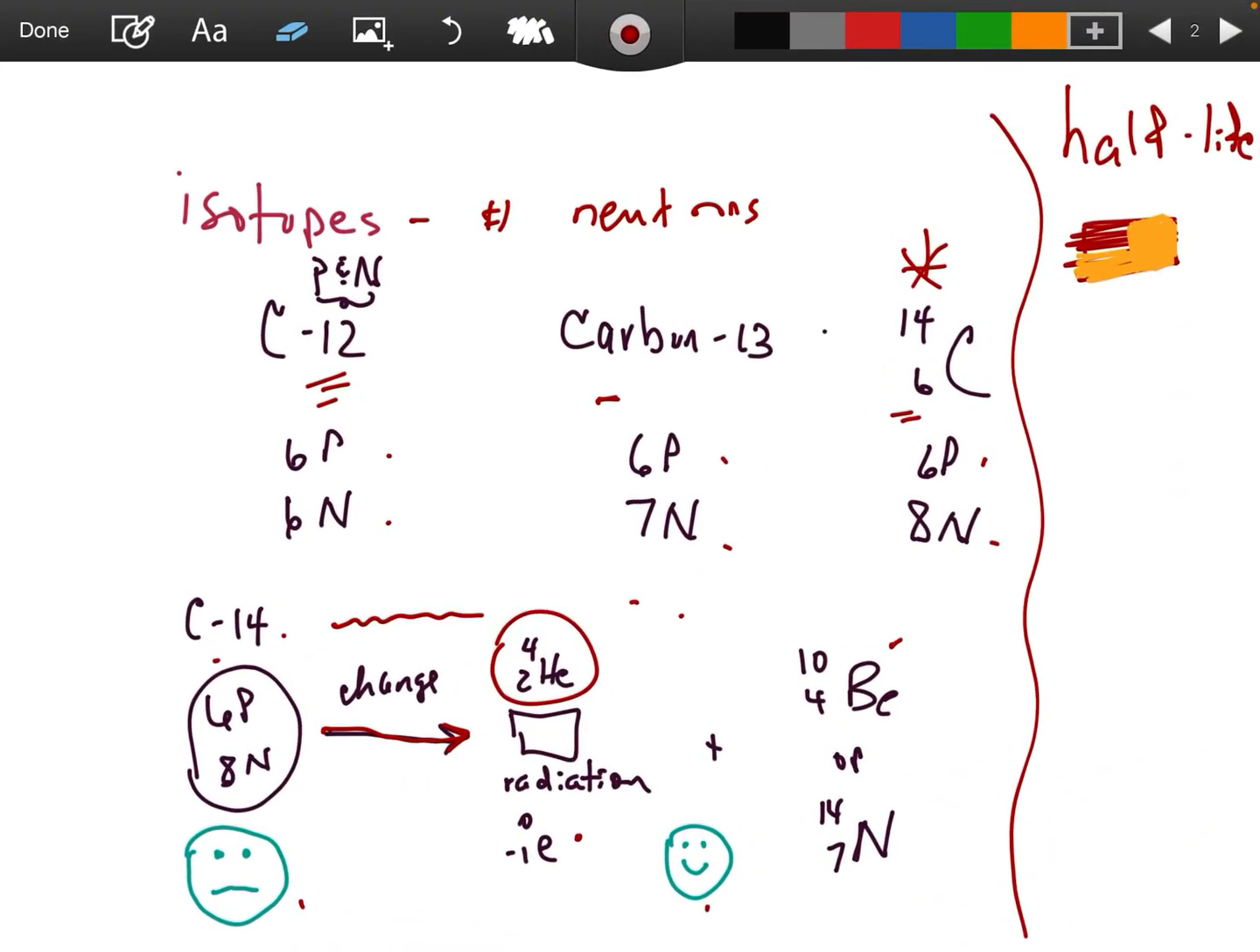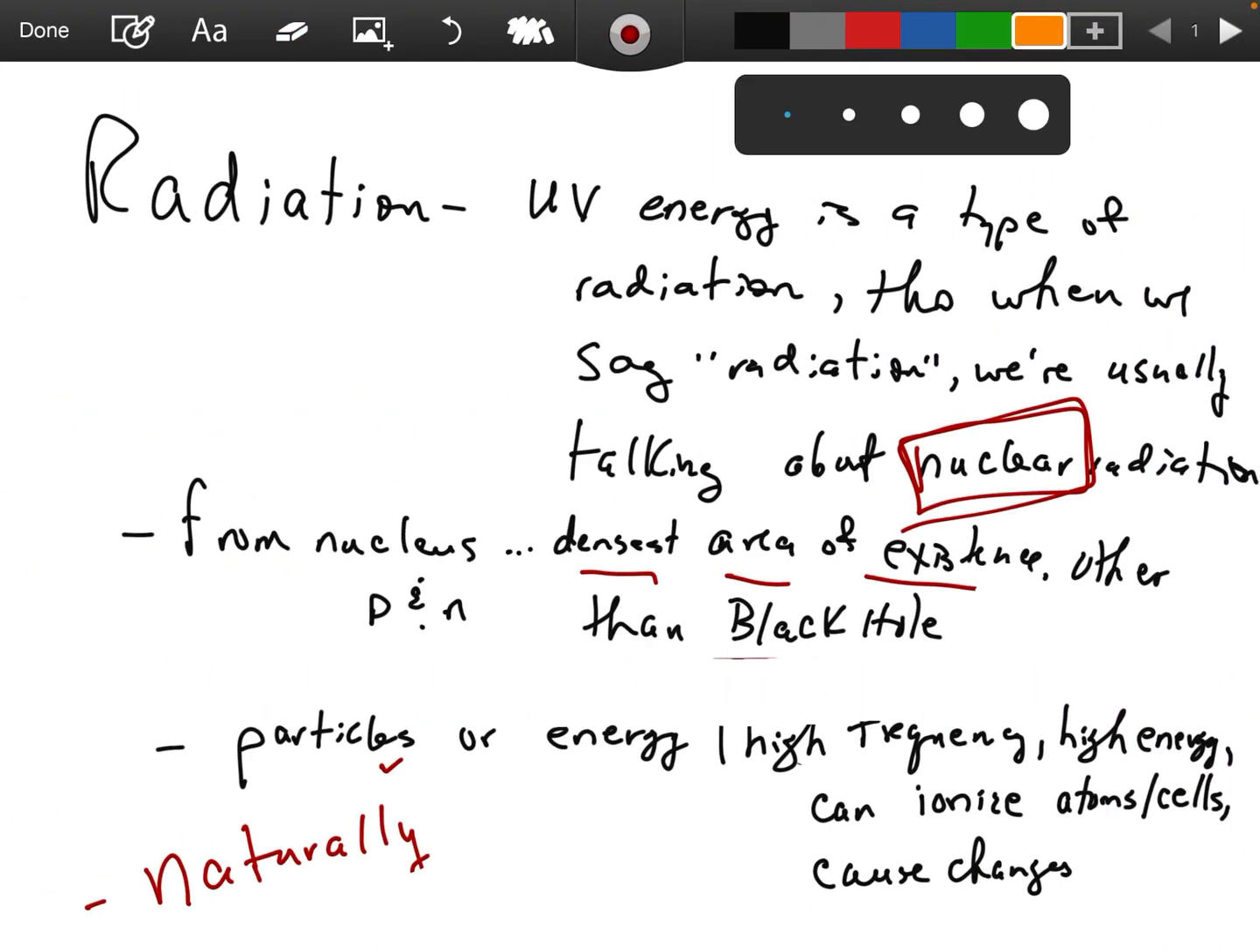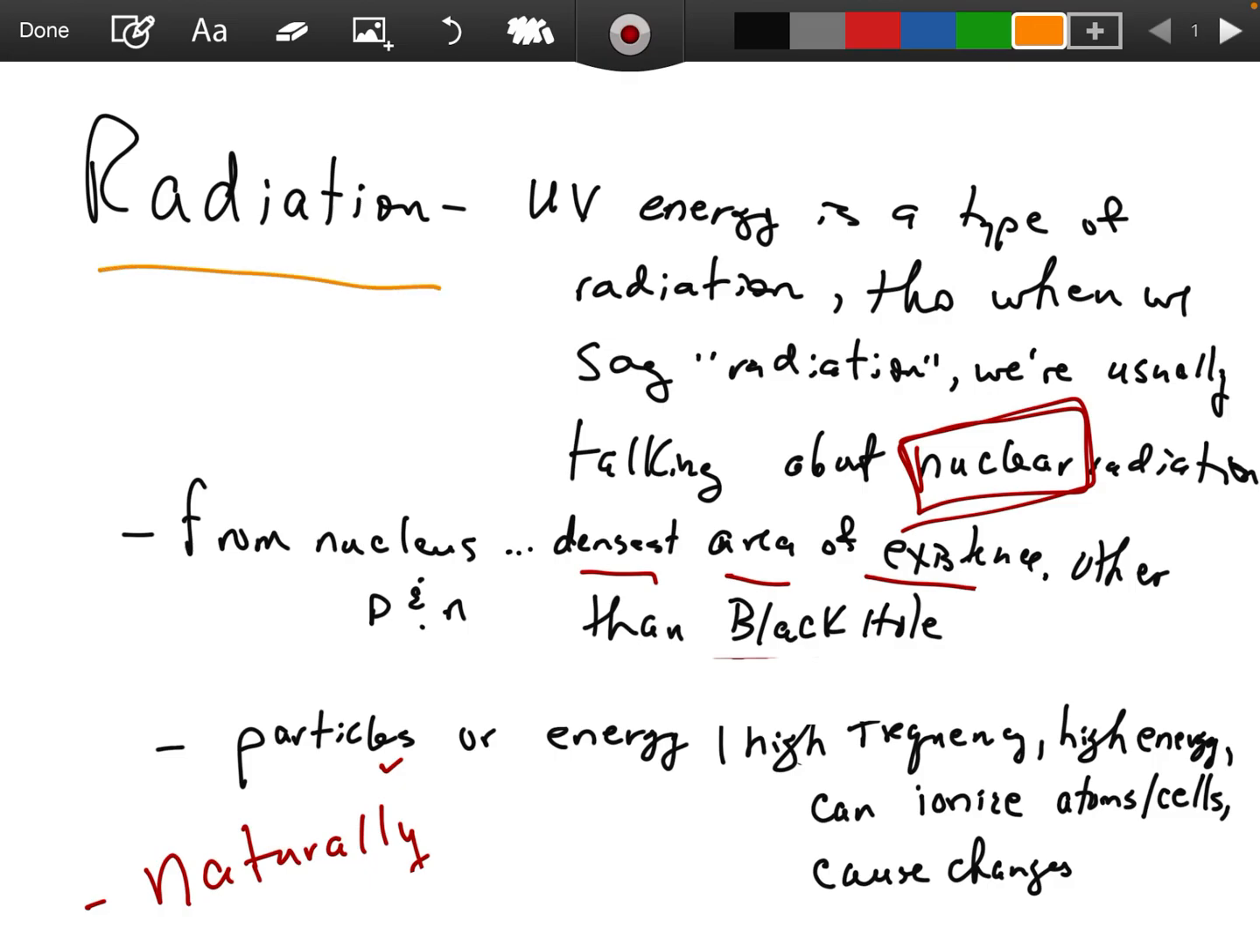Rundown of radiation, the concept of radiation. So when we say radiation, there are actually all types of radiation. It's an energy that has a very high frequency, but typically when we're talking about radiation, we're referring to nuclear radiation. Technically, UV, ultraviolet radiation, is a type of radiation. But when we say radiation, we're typically referring to nuclear radiation, which is from the nucleus.